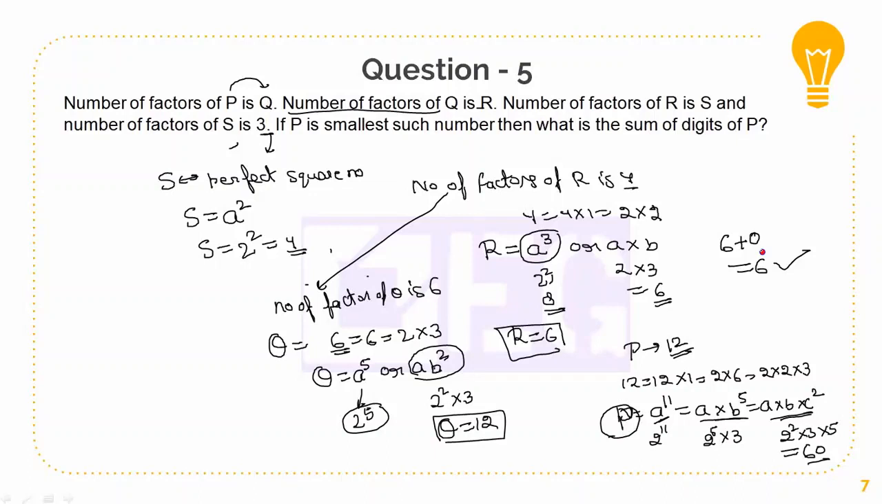Now what is the next learning? The number of factors of r is s. So we need the smallest number r such that it will contain 4 factors. So we will convert in this way. Then we will try to find the smallest value of q. Then we will try to find the smallest value of p. Then we will try to find the sum of digits of p, that is 6 plus 0, which is equal to 6.